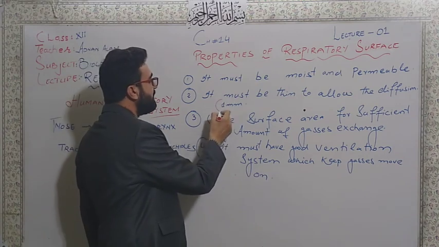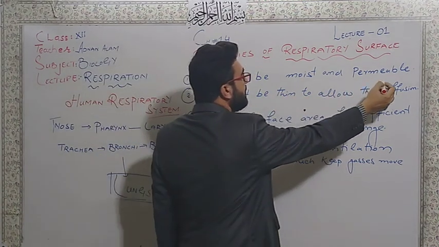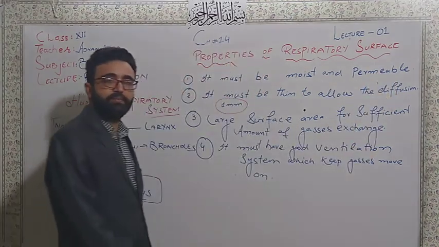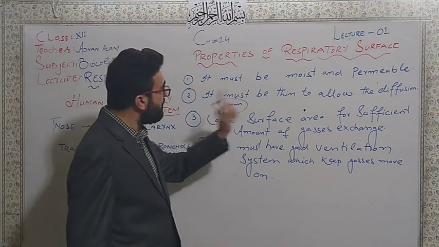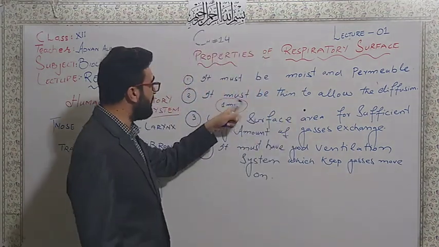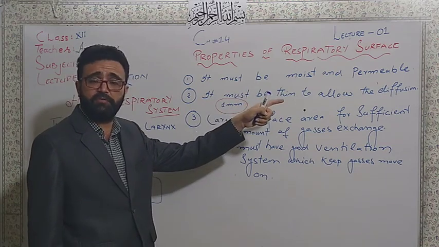What does it mean by thin? It must be thin because if it is thick, then diffusion will not be possible. And why do we call it diffusion here, why not osmosis? Because even though a membrane is involved, we still call it diffusion.